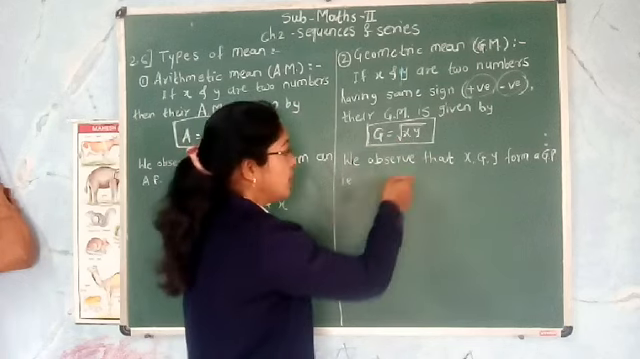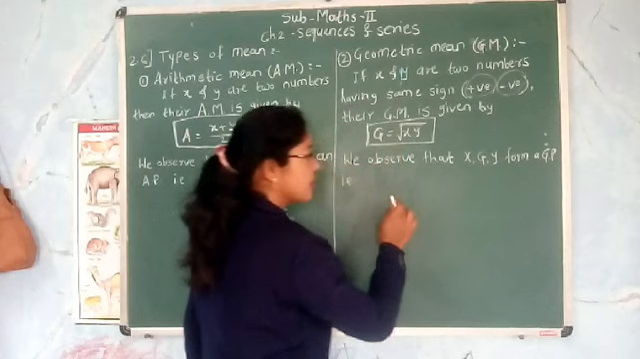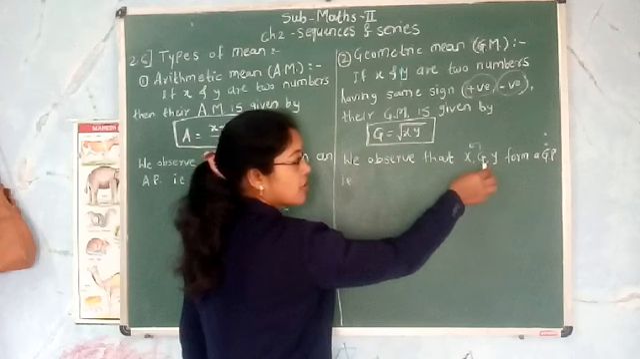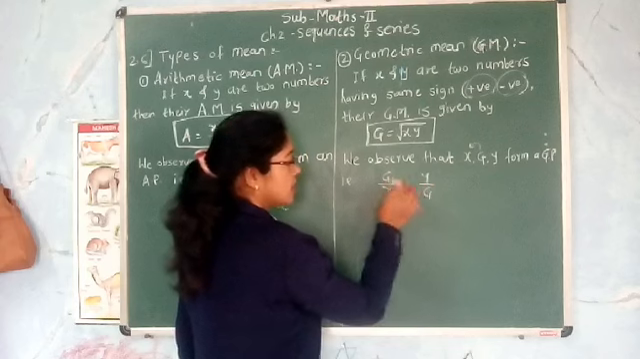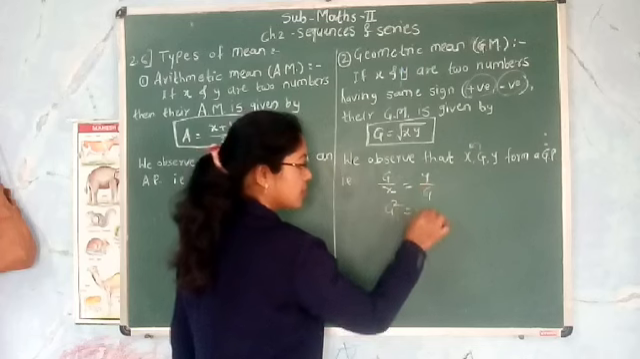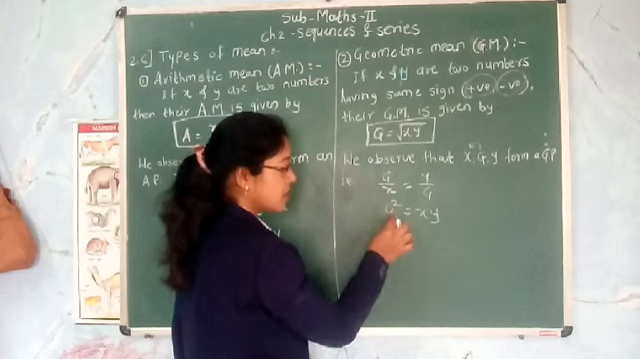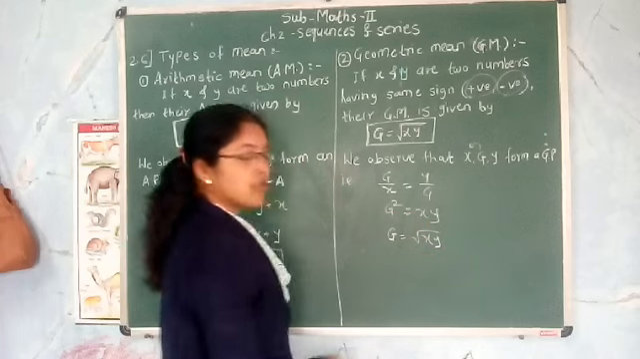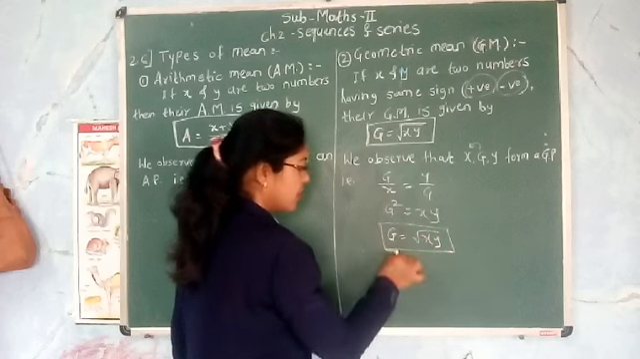This is the formula. Observe that x, g and y form a GP, geometric progression. Geometric progression असेल तर काय असतो, ratio of two successive terms is constant. So g upon x is equal to y upon g. So we'll take cross multiplication, g into g. g square is equal to x into y. So g is equal to, taking square root on both sides, square root of g square is g, and square root of xy is under root of xy. So this is the formula for geometric mean.